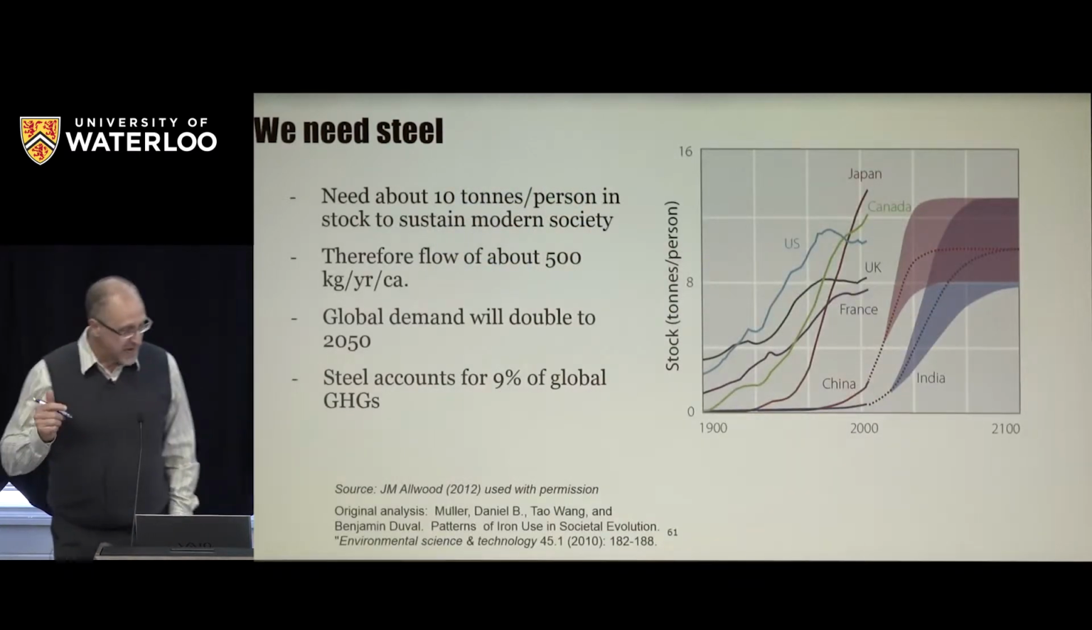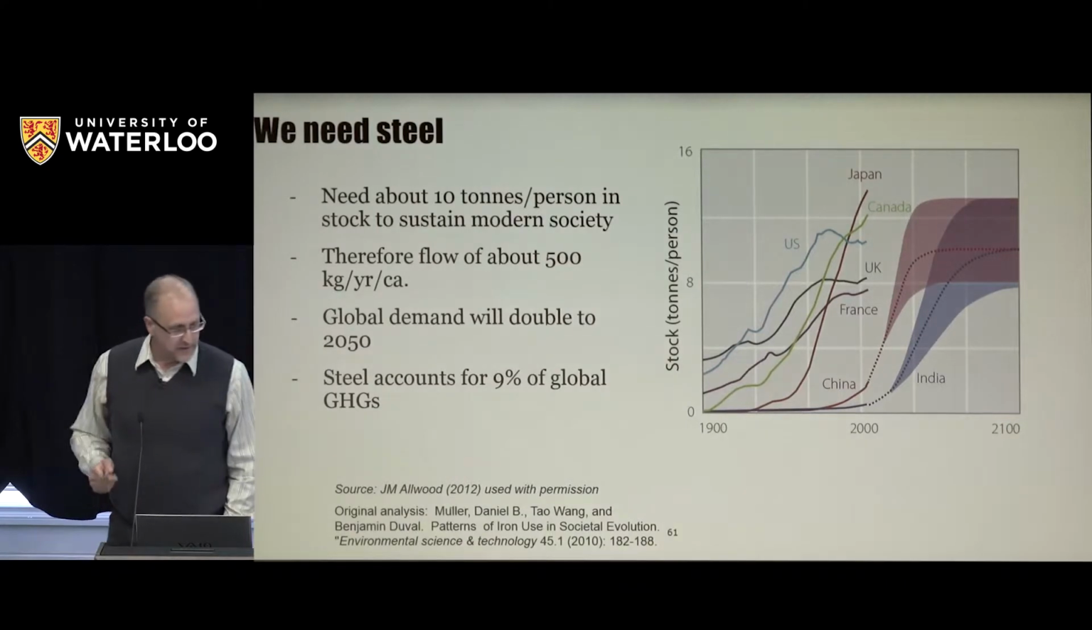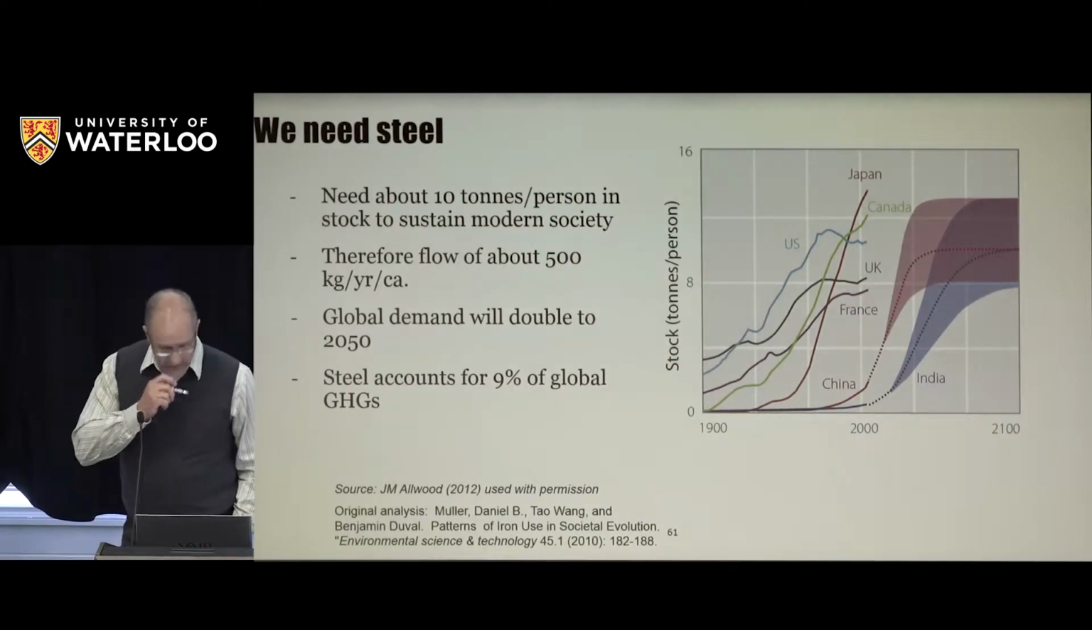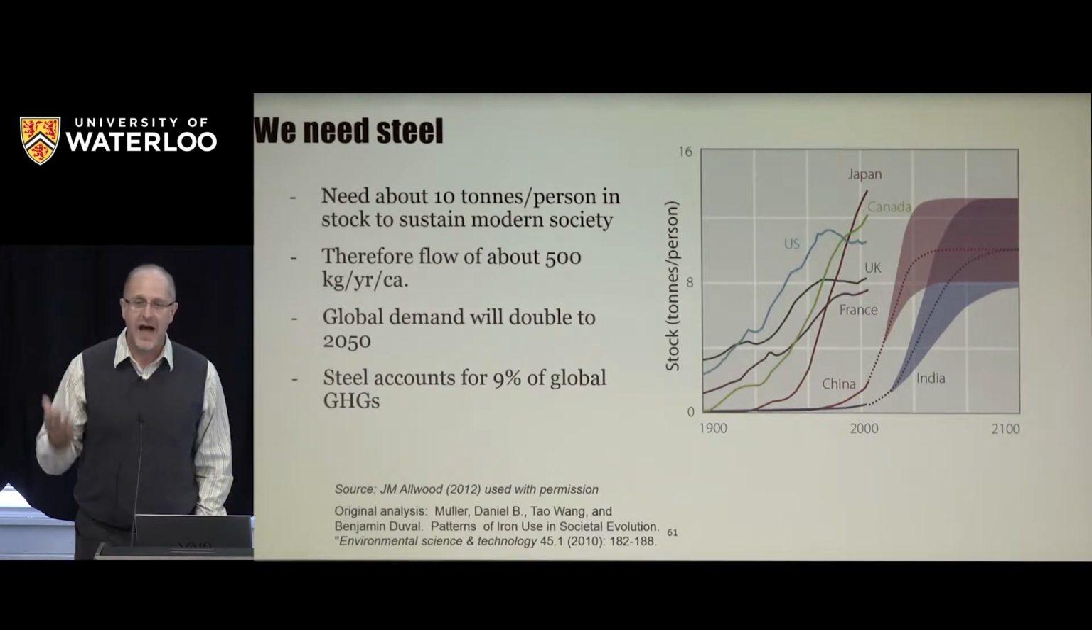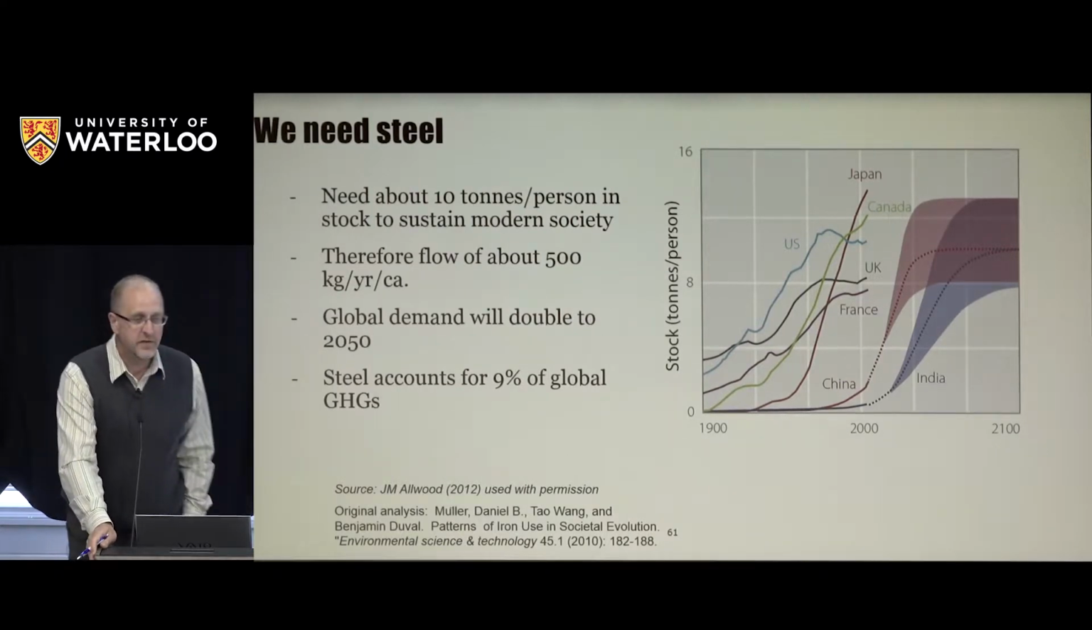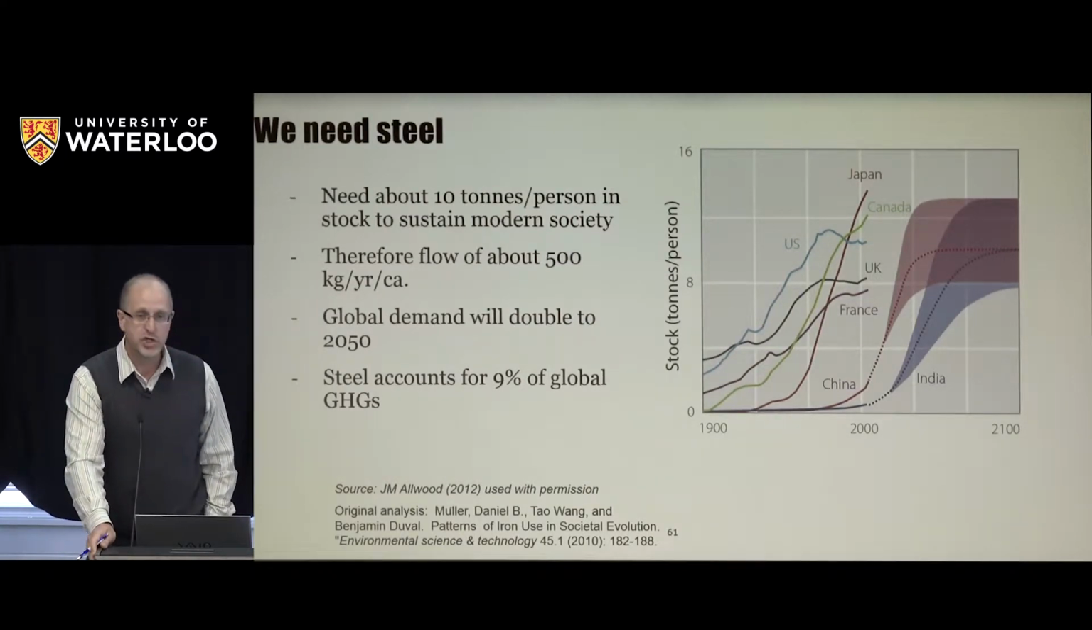A colleague of mine, Daniel Müller in Norway, did this amazing study. They looked at the materials flow, basically how much material is coming into the economy and where it resides in our economy. They looked at major nations around the world. What they determined is that in mature countries like Japan, Canada, the US, France, there's about 10 tons of steel necessary to sustain our modern society.